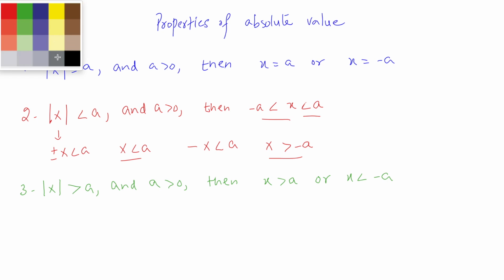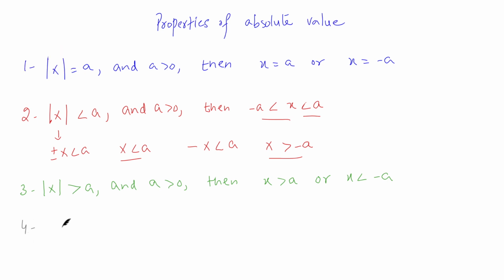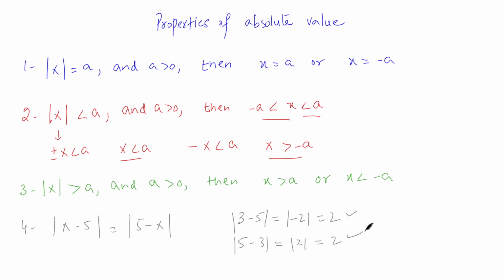And lastly, we have, let's say, mod of x minus 5 equals mod of 5 minus x. Please remember that these two are equal because the modulus bars will convert everything into positive. Let's say we have x as 3. Let's solve this. So mod of 3 minus 5, what do you get? You get minus 2 and finally you have 2. And in this scenario, we have mod of 5 minus 3, you get mod of 2, which is equal to 2. So you see the answers are equal.